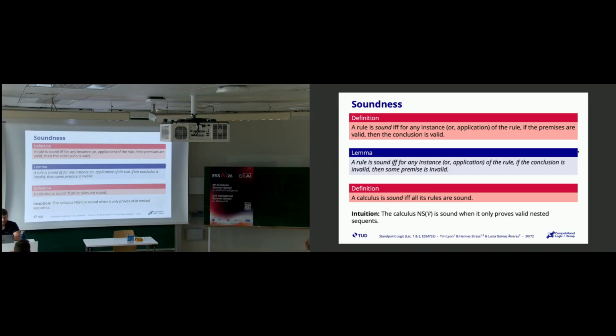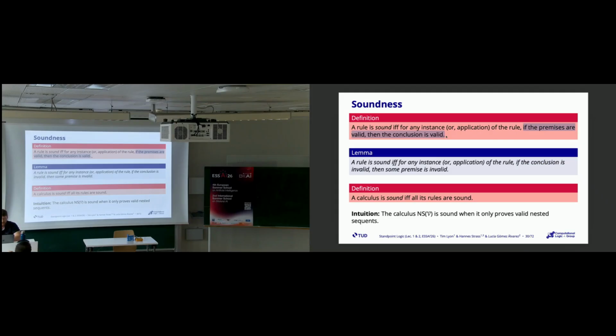Okay? And we have a lemma here which rephrases this definition in terms of invalidity. This is something that I talked a little bit about last time. So this is an equivalent characterization of soundness. A rule is sound if and only if, for any application of the rule, if the conclusion is invalid, then some premise must be invalid. So this statement, if the conclusion is invalid, then some premise is invalid, is the contrapositive of the defining statement shown on the top of the slide.